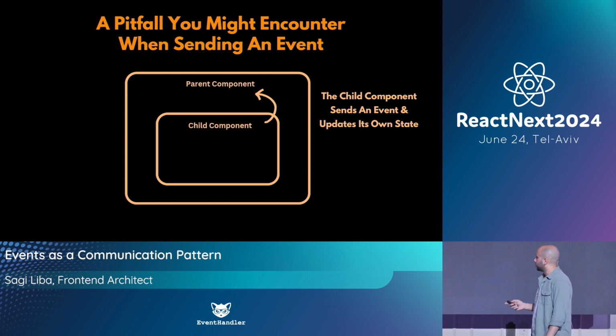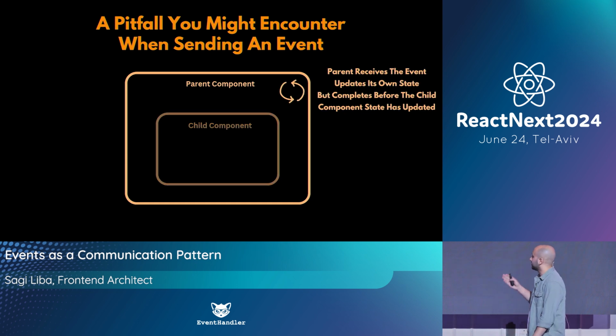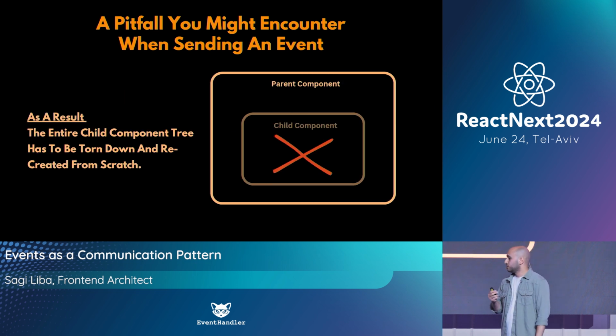Now, the child component here sends an event to the parent component, but also updates its own state with a simple set state at the same time. Now, the parent component receives the event, and inside, it updates its own state at the same time, but it finishes before the child component has had a chance to finish the state update. This, as a result, will cause the entire child component tree to be torn down and recreated from scratch by React.